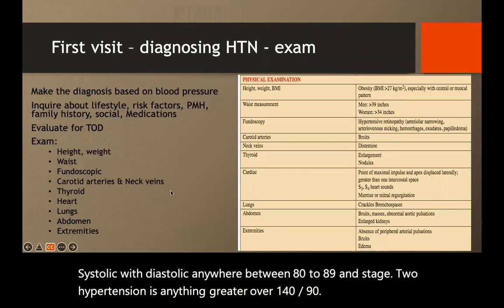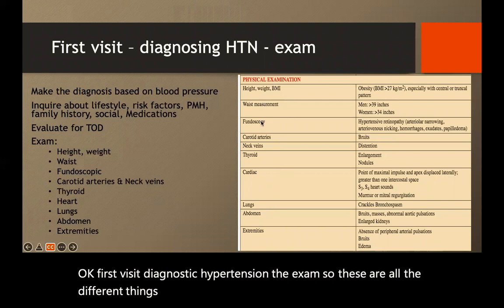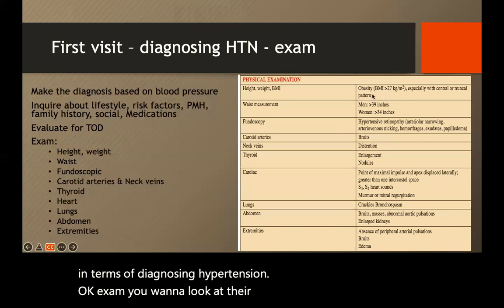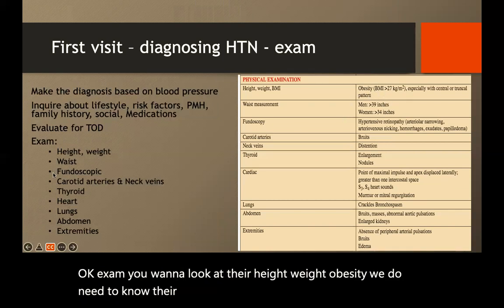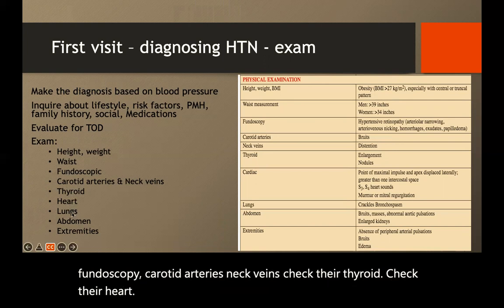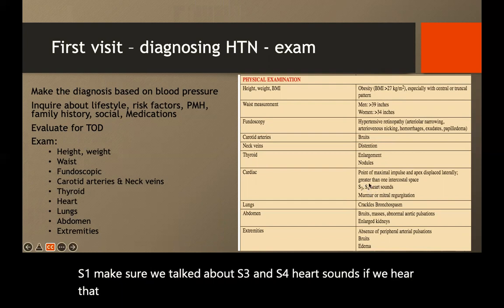Okay, first visit, diagnostic hypertension, the exam. So these are all the different things in your exam that you need to make sure to check in terms of diagnosing hypertension. Okay, exam, you want to look at their height, weight, obesity. We do need to know their BMI for sure. Waist measurement, fundoscopy, carotid arteries, neck veins, check their thyroid, check their heart. S1, make sure we talked about S3 and S4 heart sounds. If we hear that S4, we know we're worrying about hypertension.